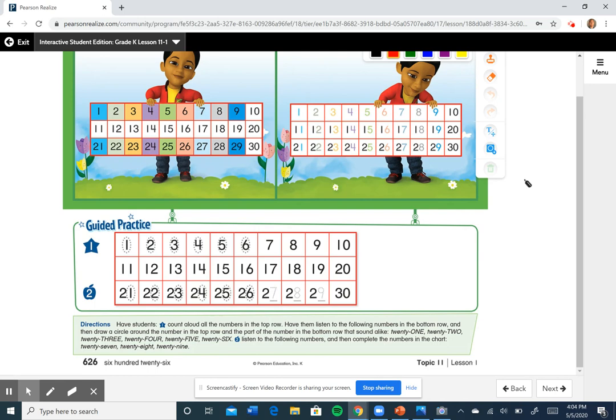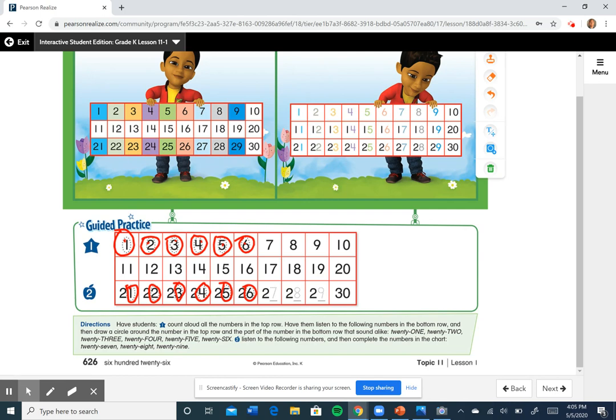So 1, 2, 3, 4, 5, 6 are circled. Now I hear 21, 22, 23, 24, 25, and 26. Okay.